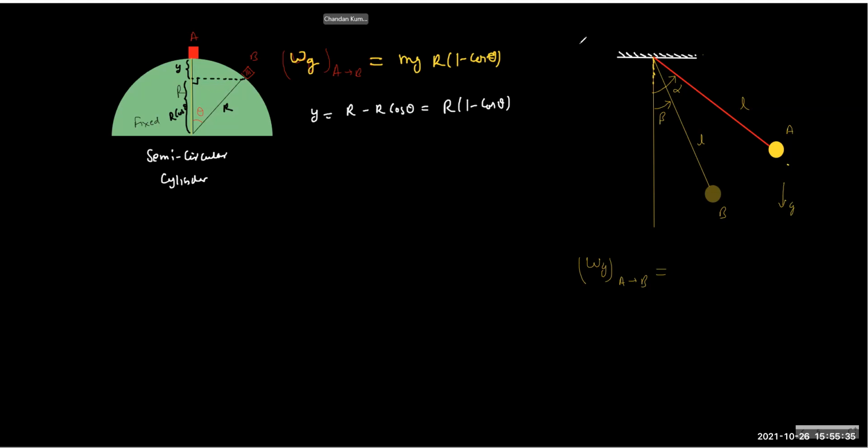Sir, it's mg into L cos beta minus L cos alpha. That's correct. This is the displacement, this is y, and you can easily find y because y is L cos beta minus L cos alpha. So the answer is mgL (cos beta minus cos alpha). Cos is a decreasing function, so a smaller angle gives a bigger value. So this is anyway a positive answer. Don't worry.